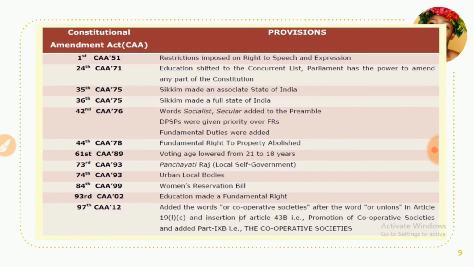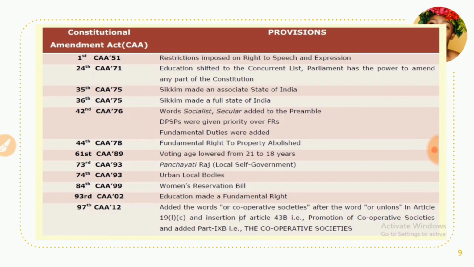The 42nd Amendment Act of 1976 is also called the mini constitution. In it we even changed the preamble by adding the words socialist and secular. We also changed the DPSP, and DPSP was given priority over fundamental rights. Fundamental duties were also added in the 42nd Amendment. Then the 44th abolished the right to property. And the 61st, a very important amendment in 1989, lowered the voting age from 21 to 18.